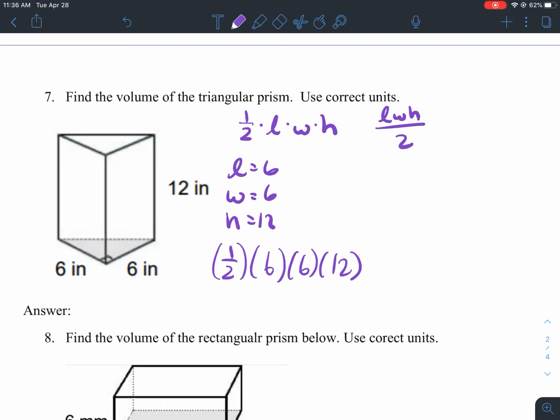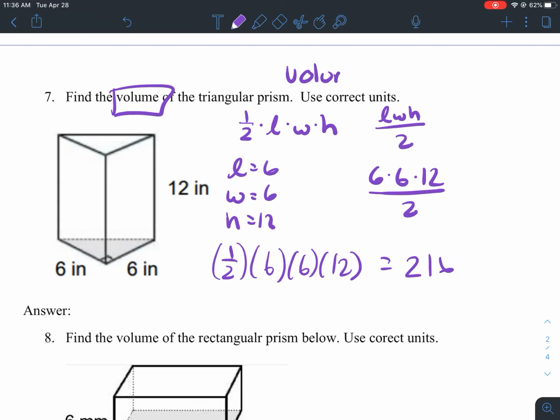When you plug that into your calculator, you should get 216. You'll get the same thing if you use the other formula and do 6 times 12 divided by 2. And since this is volume, our units are going to be cubed. It's three-dimensional. So it's going to be 216 inches cubed.